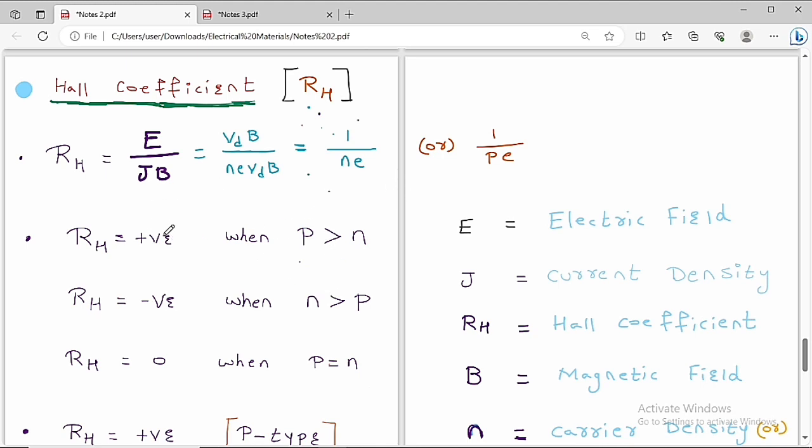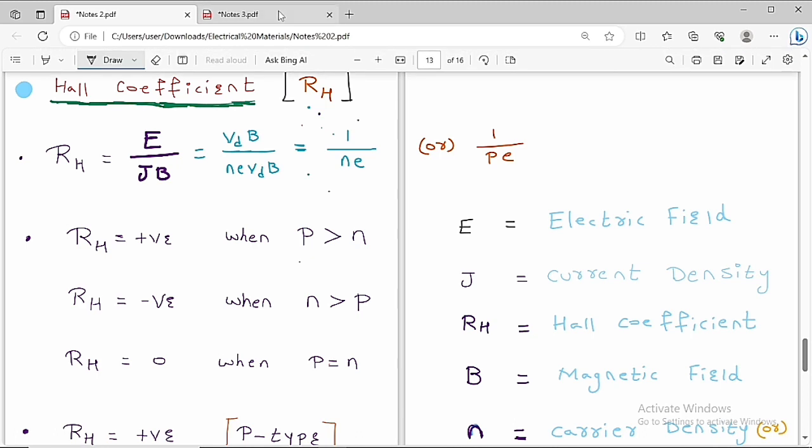So therefore, whenever you try to figure out the value of the Hall coefficient, you can also figure out its sign as well as the charge density. This means the number of charge particles present per unit volume. So just by measuring the value of the Hall coefficient, you can figure out its sign as well as the charge density. Okay, that is what I have already told you.